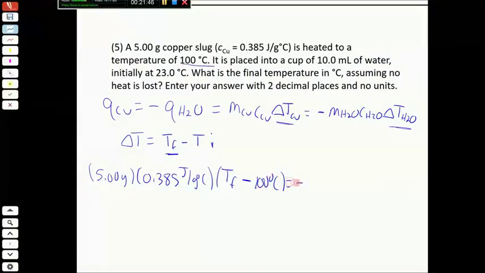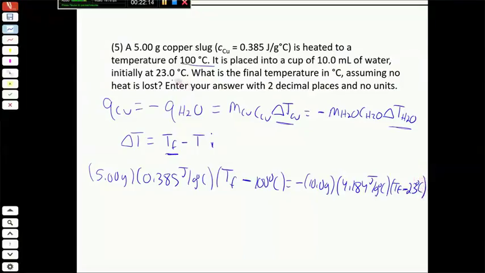And that's equal to, with a minus sign out front, the mass of water, which was 10 milliliters of water, so that's equivalent to 10 grams. Remember, the density of water is 1. The heat capacity for water, which I don't think I gave you here, but is the one heat capacity you should be familiar with, is 4.184. And a lot of problems will give that to you. And then the delta T for that is going to be final temperature, again, same number, minus 23 degrees Celsius, which was the initial temperature for water.